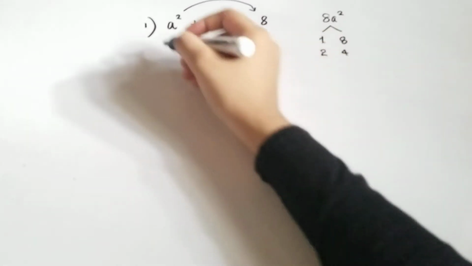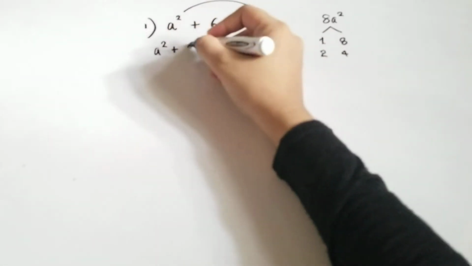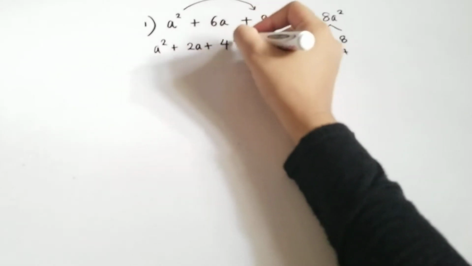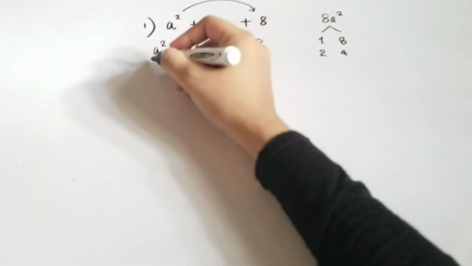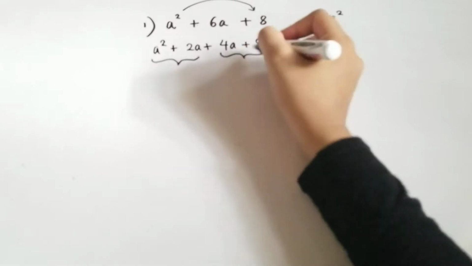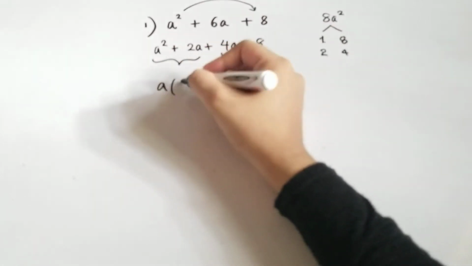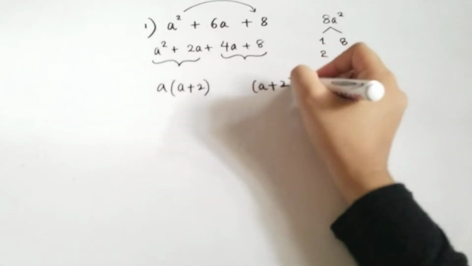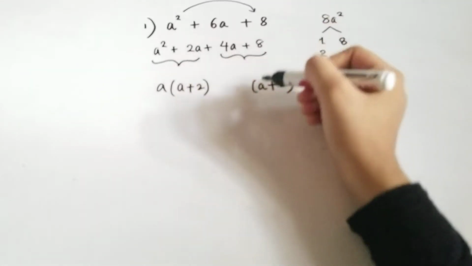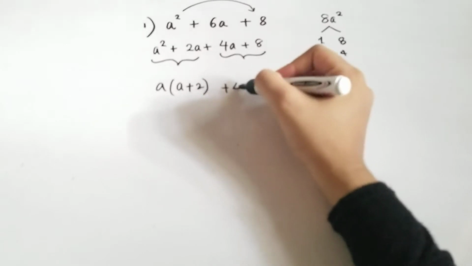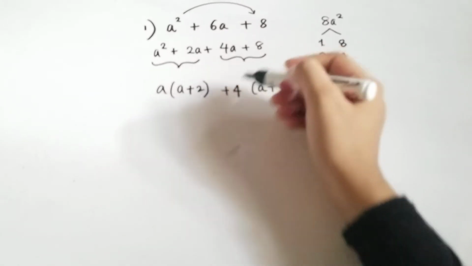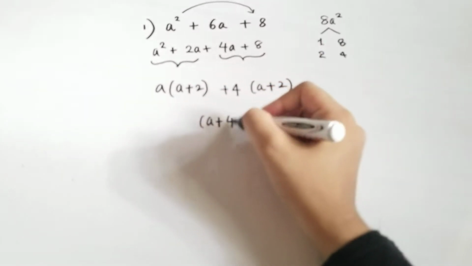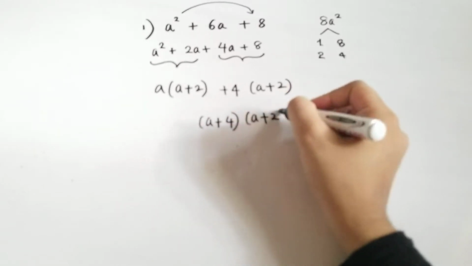So we can take a squared plus 2a plus 4a plus 8. Now when we categorize this, a is common, and we can take the rest of the term. Write the same thing here. Now say we need 4a, so to become 4a, we need 4 here. 4 times a is 4a and it's positive. So the factors are a plus 4 and a plus 2.